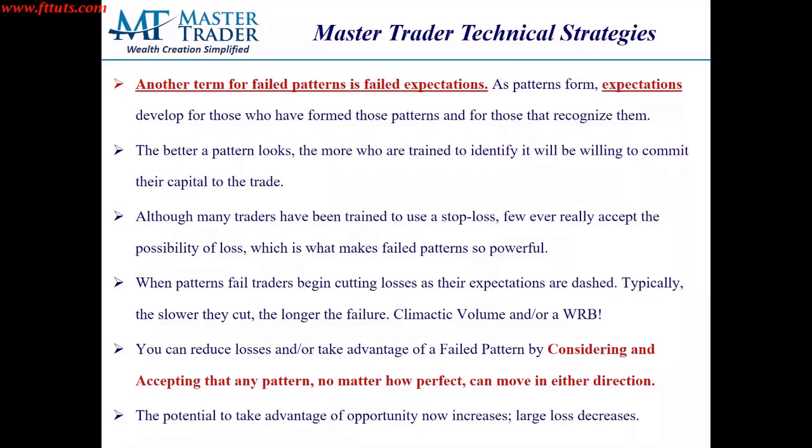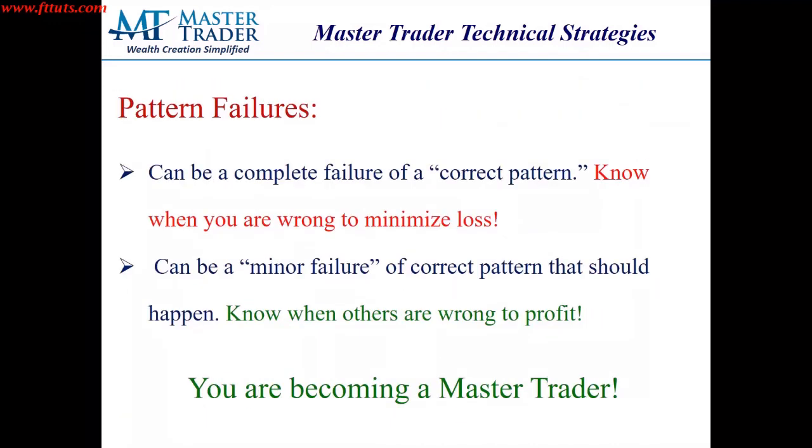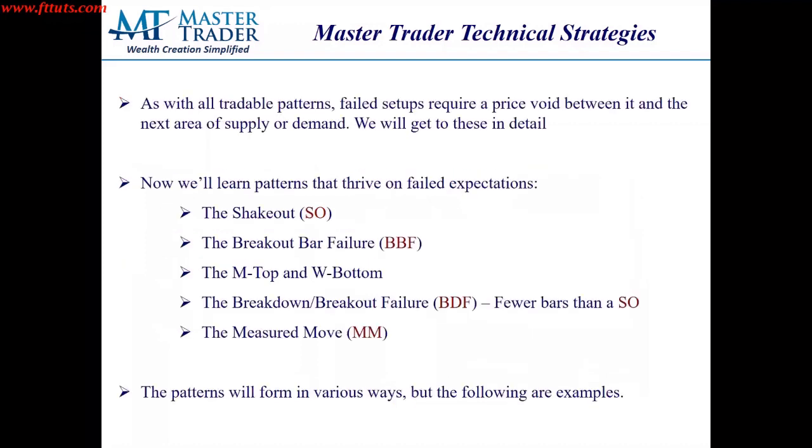Now, we want to consider and accept that any pattern can fail, and it can move in either direction, and we're ready for that. And we can take advantage of those opportunities, as well as knowing when we're wrong, and we can minimize loss. So patterns can have minor types of failure, where there's a correction, as I said, that should happen, and when others are wrong, we want to take advantage of it. And that's what master traders do.